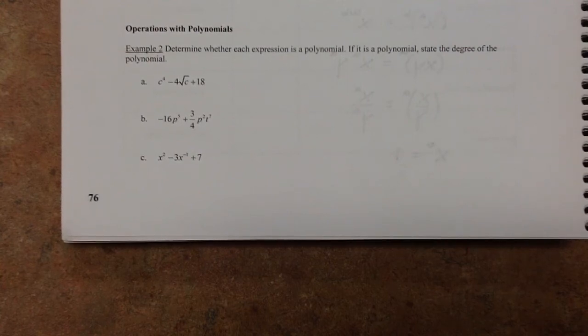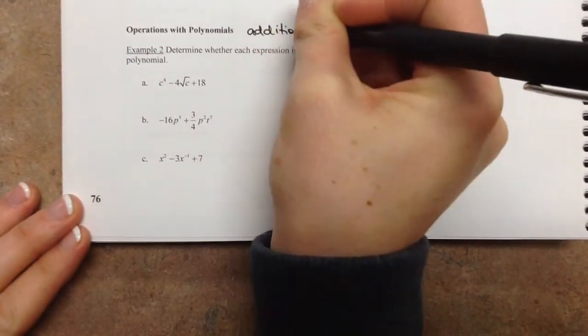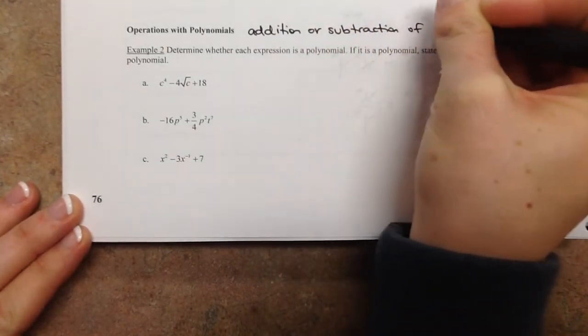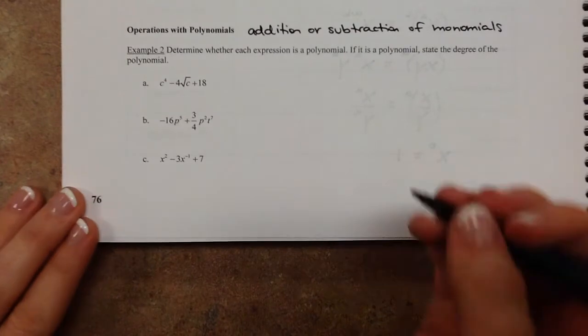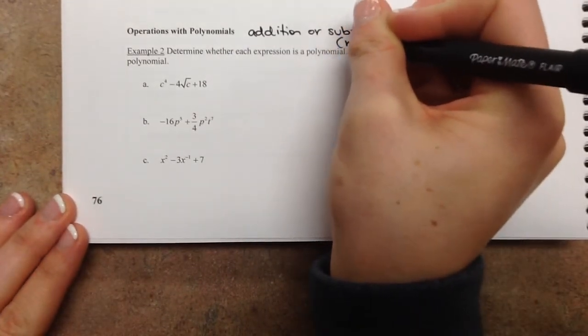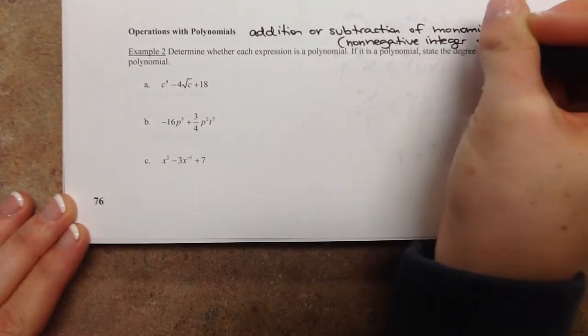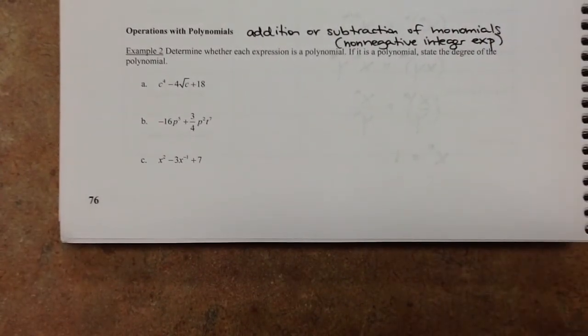Okay, in the second video, we're dealing with polynomials. So we did monomials. Polynomials are basically just addition and subtraction of monomials. So here's what we've got: addition or subtraction of monomials. And then remember, the important thing to remember about monomials is that you have non-negative integer exponents. Any exponents that you're dealing with have to be non-negative and they have to be integers only, meaning no decimals, no fractions, whole numbers.